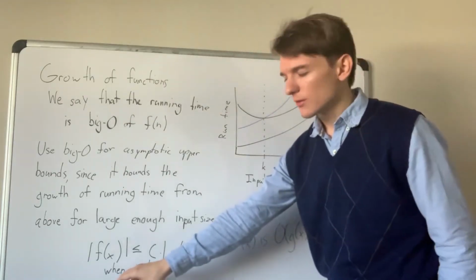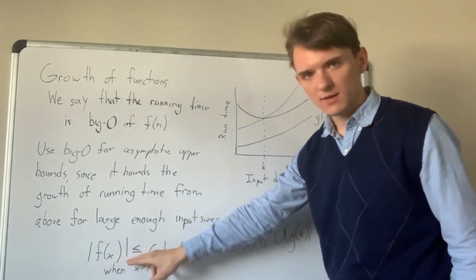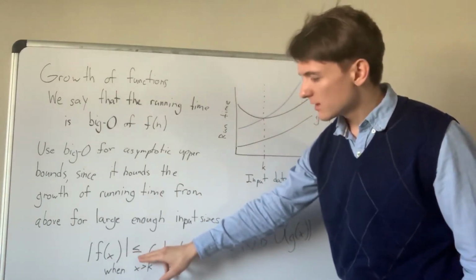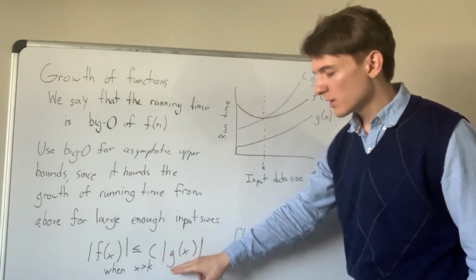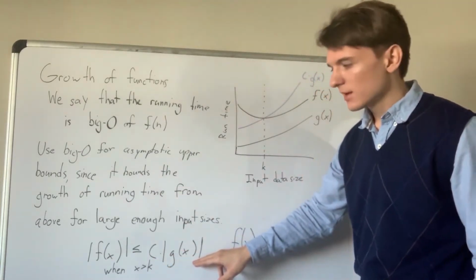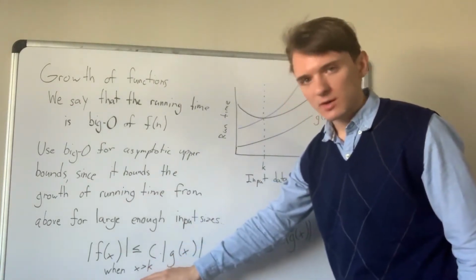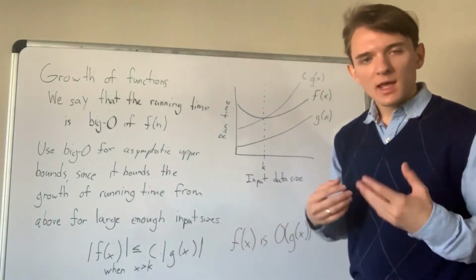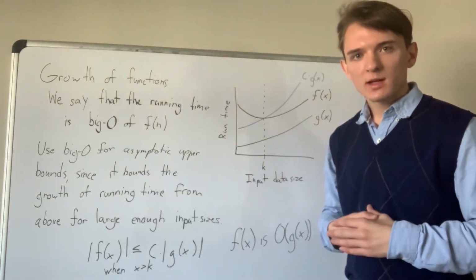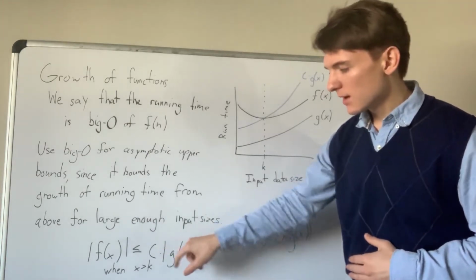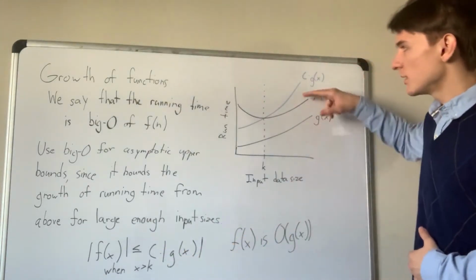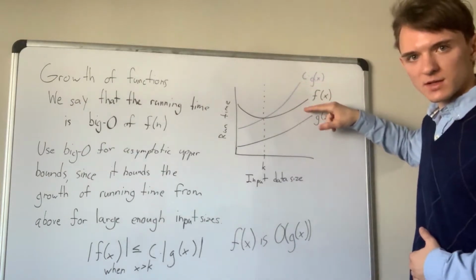So we say that the running time of some function f of x is less than or equal to c, which is a constant, times the running time of g of x, when x is greater than k. So k represents how much data we're inputting into our function before it, pairing with c, causes g of x to begin to grow more quickly than f of x.